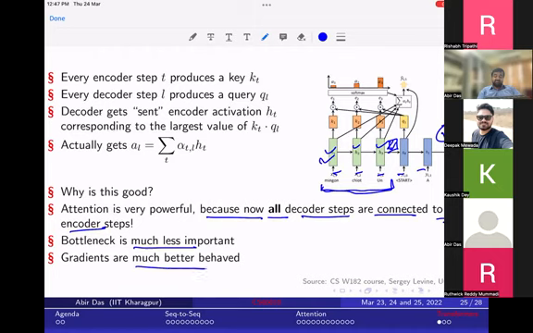And gradients are much better behaved. Why are gradients much better behaved? Because remember the problem in RNN for which we went to LSTM, that is basically the gradient vanishing or exploding problem.